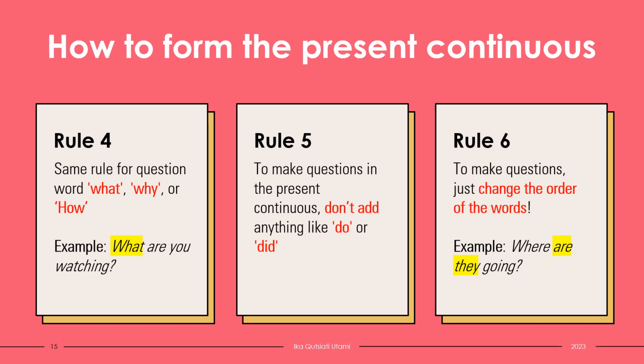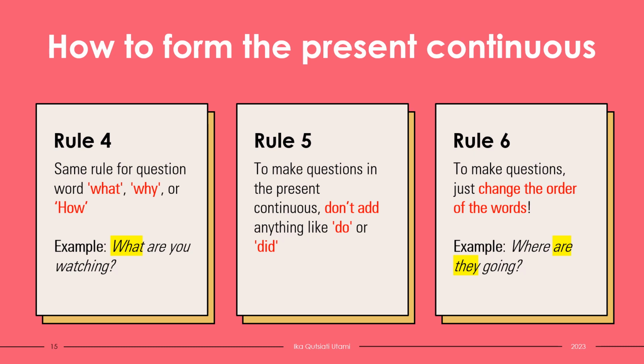The same rule works if you ask a question with a question word like what, why, or how. You also should move the verb be before the subject. For example, what are you watching? Where are they going? And you can also see that to make a question in the present continuous, you don't add anything. So don't add words like do or did. Just change the order of the words.